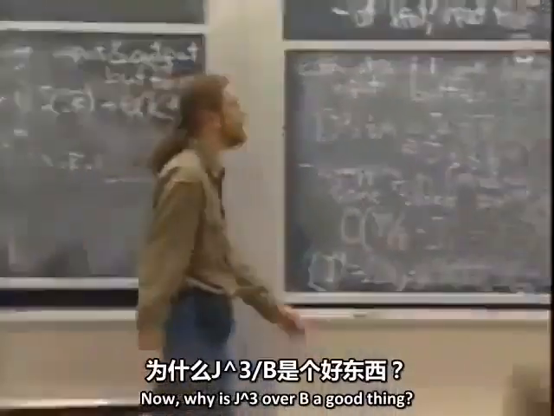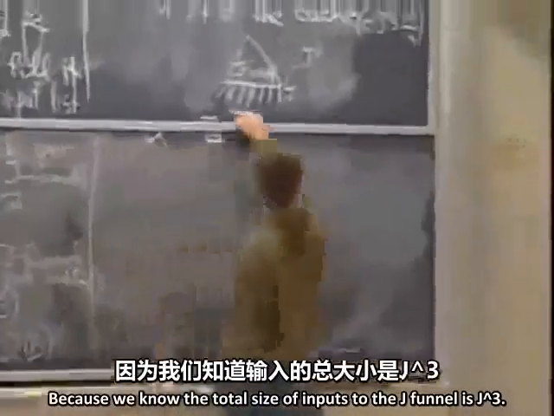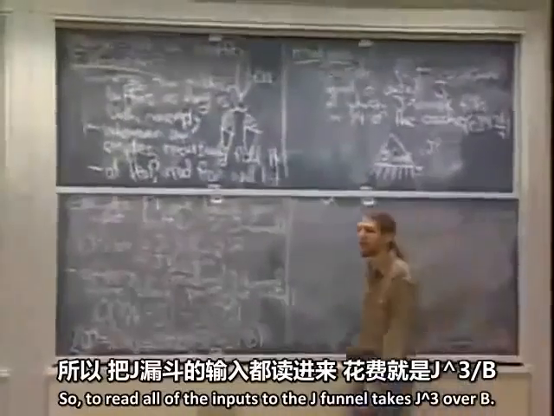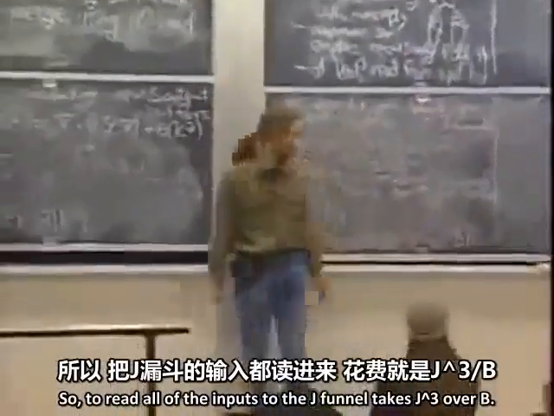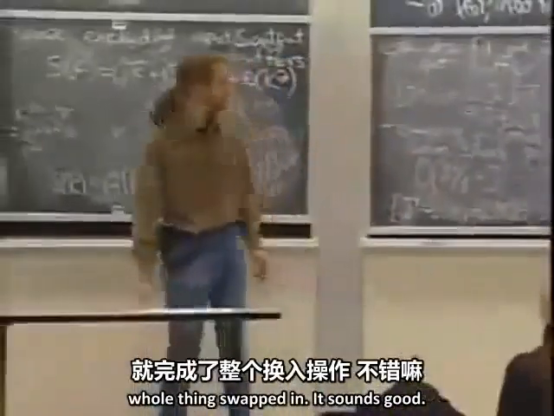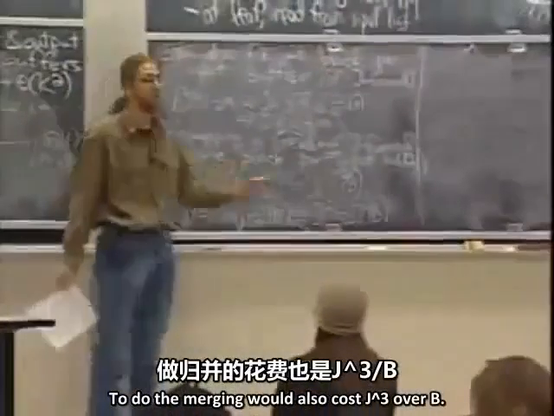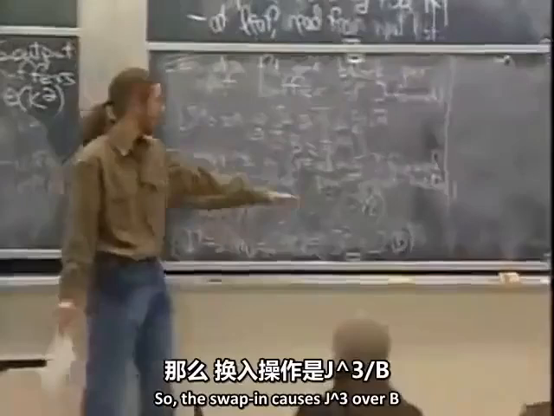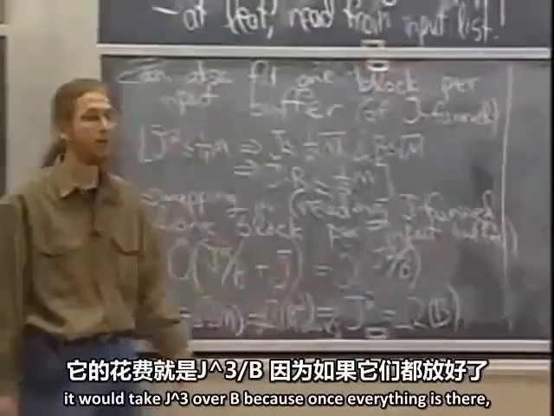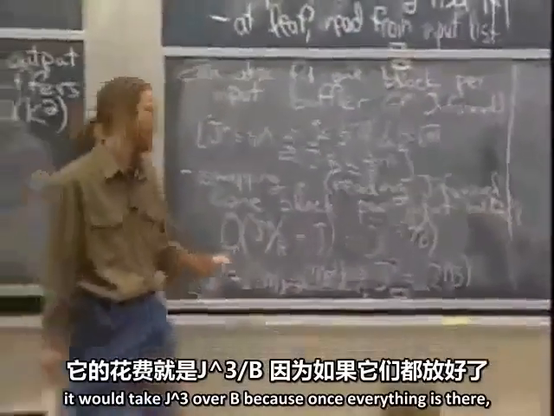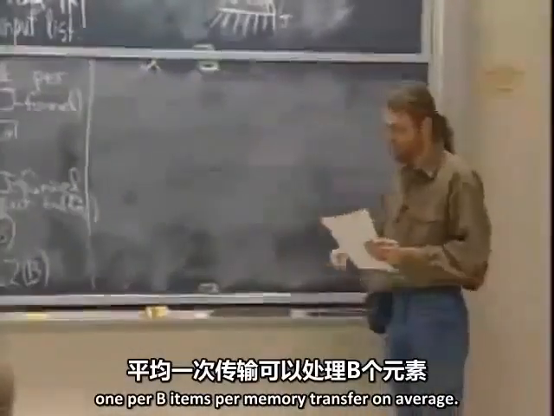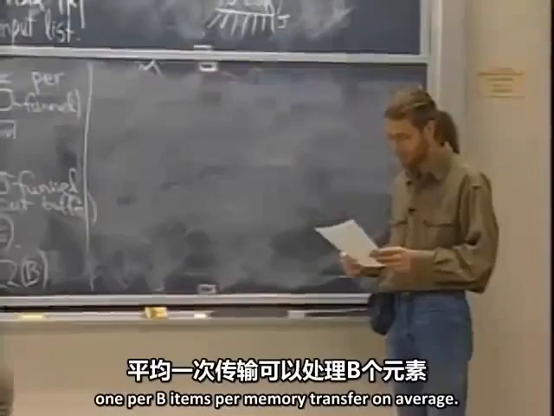Now, why is j cubed over B a good thing? Because we know the total size of inputs to the j funnel is j cubed. So to read all of the inputs to the j funnel takes j cubed over B. So this is really just a linear extra cost to get the whole thing swapped in. Sounds good. To do the merging would also cost j cubed over B. To merge all these j cubed elements, if they were all there in the inputs, it would take j cubed over B, because once everything's there, you're merging at full speed, 1 per B items per memory transfer on average.